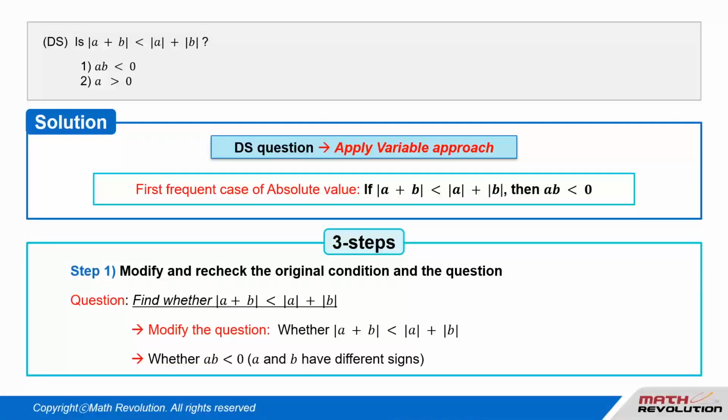Follow the first step of the variable approach by modifying and rechecking the original condition and the question. We have to find out whether |A + B| is less than |A| + |B|. We know that |A + B| is less than |A| + |B| only when A times B is less than 0. That is, A and B have different signs. Therefore, we are looking at the conditions for A times B is less than 0.